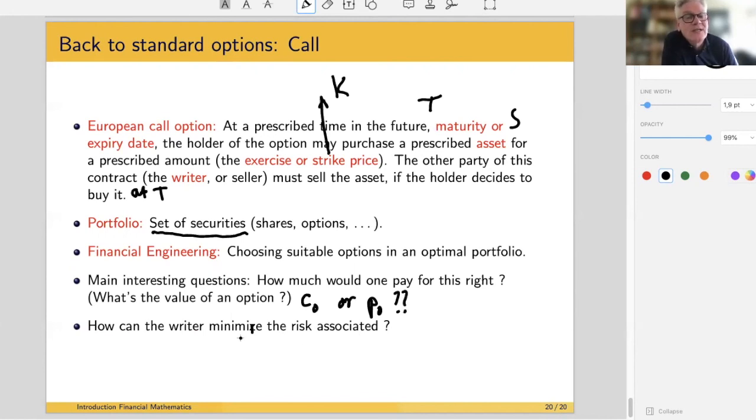And another question is how can a writer minimize the risk? Because we have seen that the writer receives K, but a writer is exposed to S_T minus K or K minus S_T at final time. So how can the writer reduce the risk of receiving a little bit and having to pay a large amount?